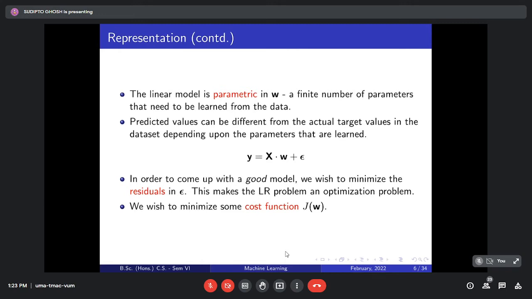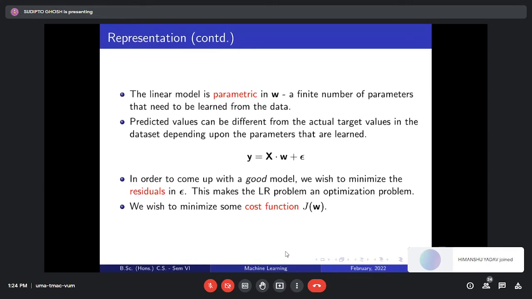Now, to come up with a very good model, we should have Y equal to X times W. So our goal is to minimize the values in epsilon so that the predictions are very, very close to the actual values. So we turn our linear regression problem, the problem of coming up with a prediction, into an optimization problem to minimize the errors. For that, we come up with a cost function, J, that takes the parameter W, and we have to minimize this entire cost function.